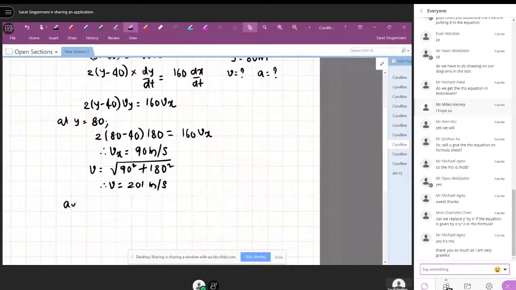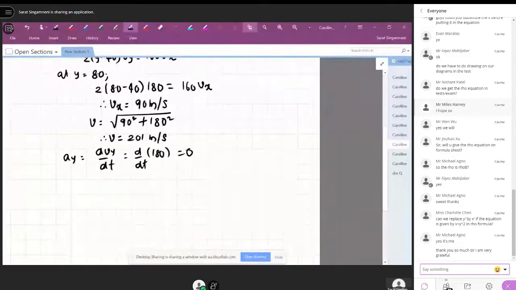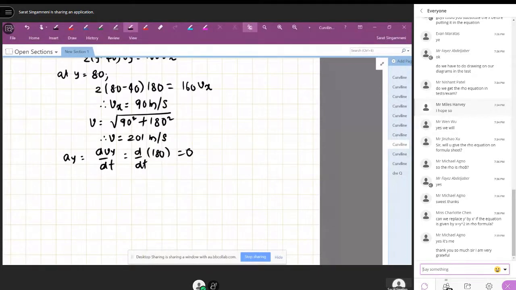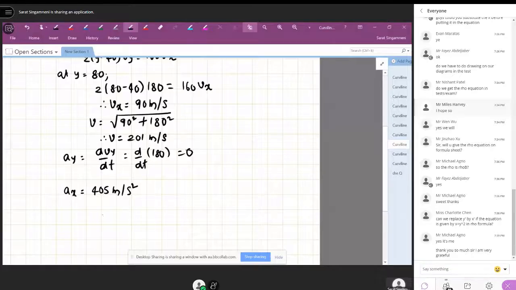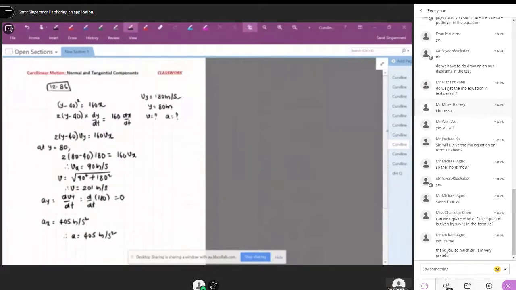The acceleration in the y direction is dVy over dt, but that is constant, so it is equal to 0. And for the acceleration in the x direction, if you differentiate the equation once again, you will get an expression for it. I will leave that for you, and I will give you the final answer. Ax is equal to 405 meters per second squared. So the total acceleration A is the square root of ax squared plus ay squared. Ay is 0, so A is 405 meters per second squared. That is it. I just did not do one part; I'll leave that with you.